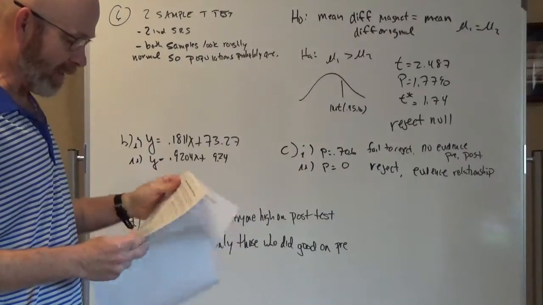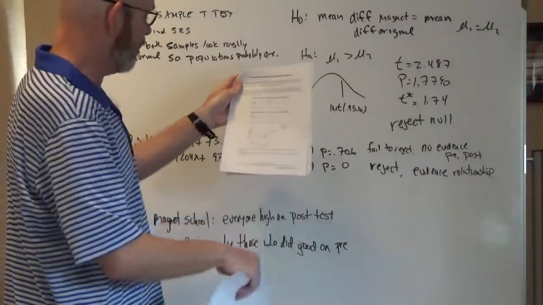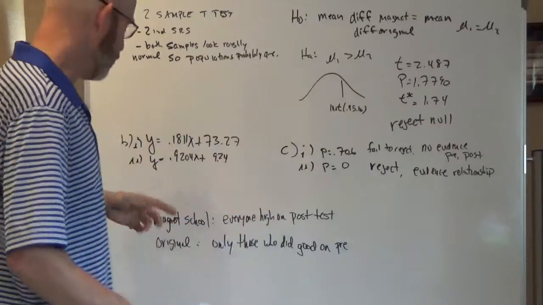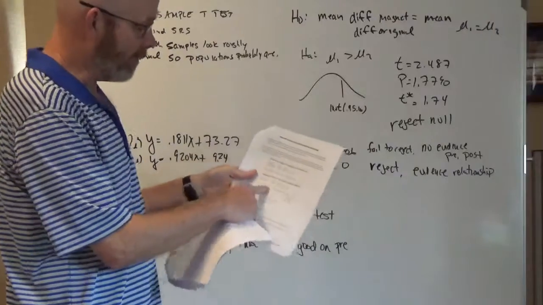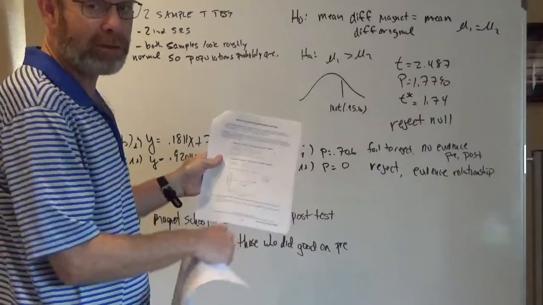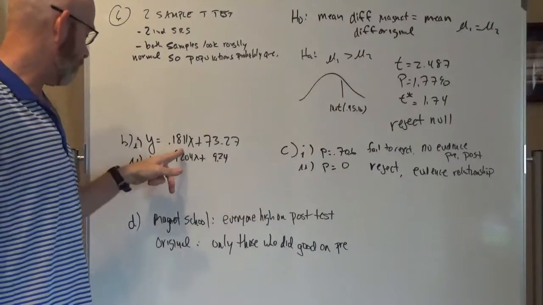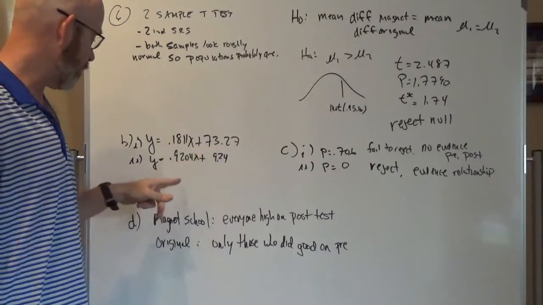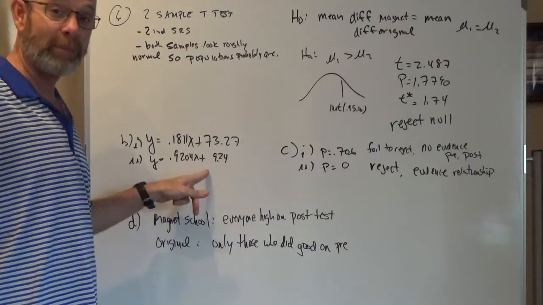Then they did some regression analysis. They gave you a little computer printout here. First one said write the 2 equations, one for the magnet school, one for the original school. The data's right in here, right, where they give the slope and the y-intercept. So the 0.1811x plus 73.27 for the magnet school, 0.92x plus 9.7 for the original school.